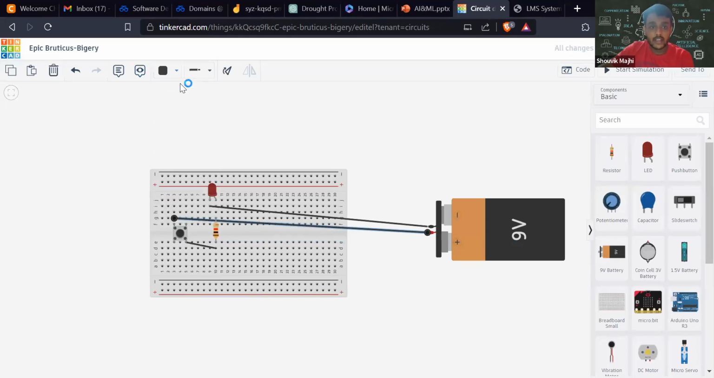Okay. Now let us check what happens when you start the simulation. This is start simulation. The working mechanism of the push button is that whenever we click on the button, the LED should glow, or the circuit should complete. Let us check. Right. See, I'm clicking the button, my LED is glowing.